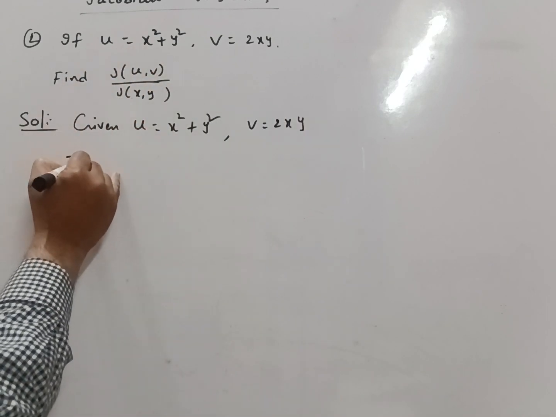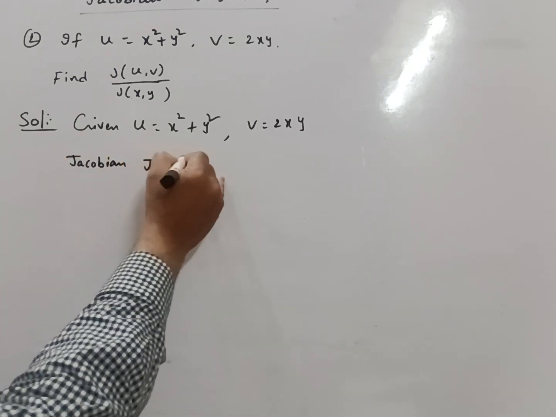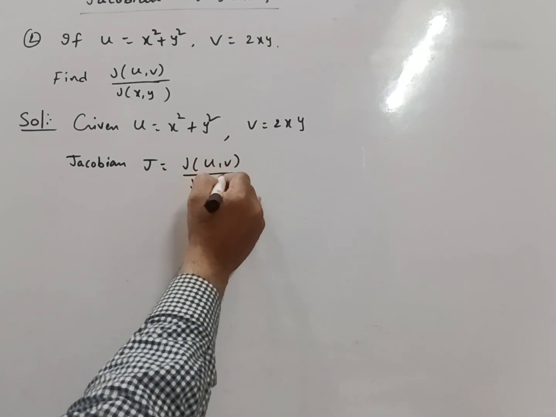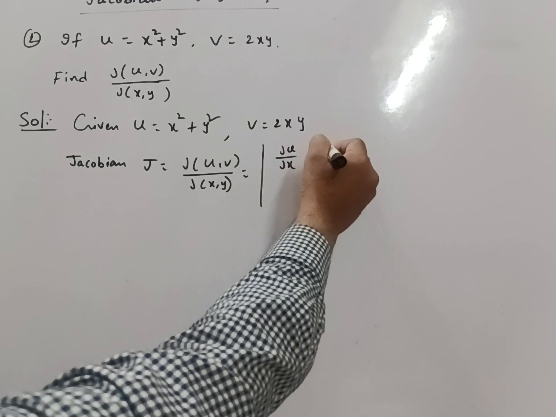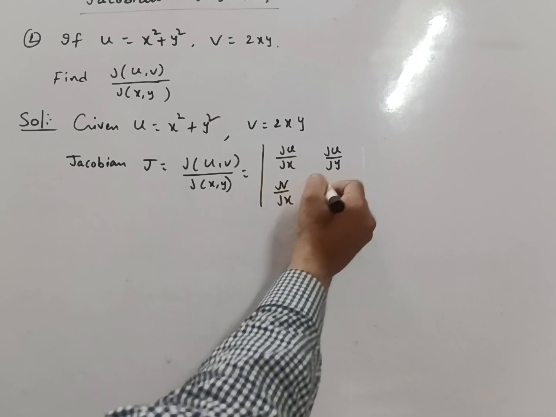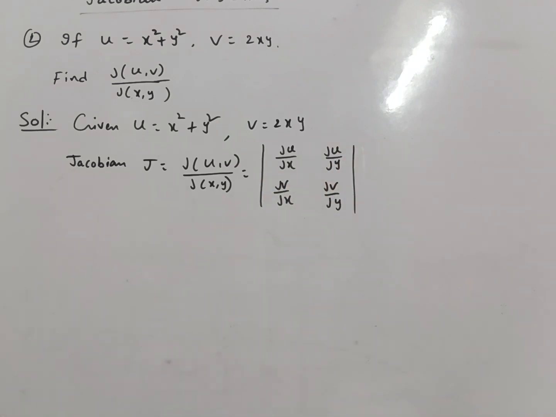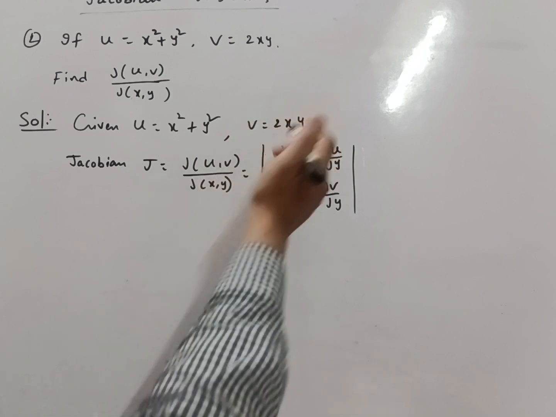So therefore, Jacobian J is equal to dou of u comma v by dou of x comma y is equal to mod. What is the formula? Dou u by dou x, dou u by dou y, dou v by dou x, dou v by dou y. This is the Jacobian formula for two variables, right? So he gave u in terms of x and y, v in terms of x and y.